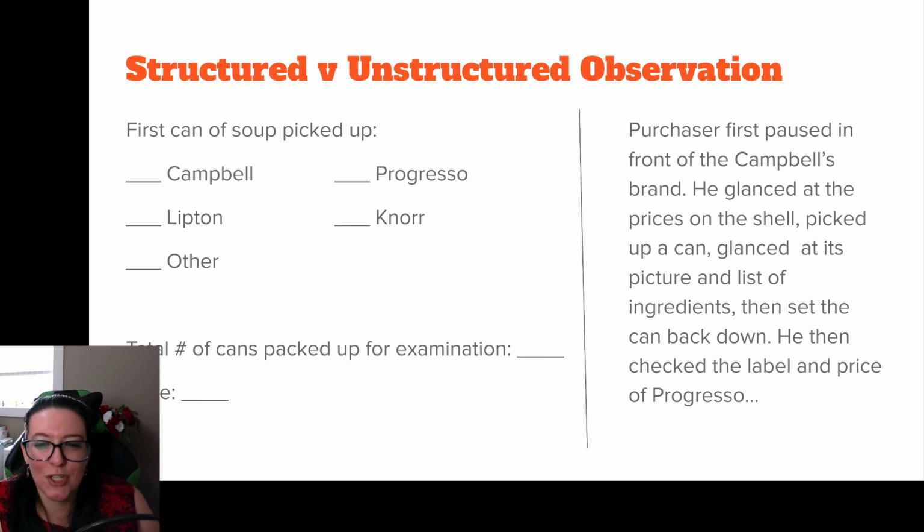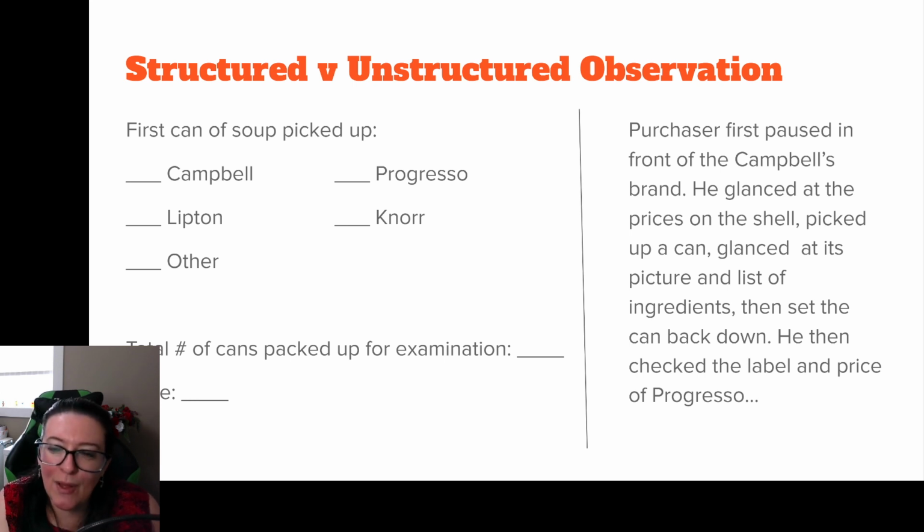So very structured. In comparison, an unstructured observation would be what you see on the right, which is, if I'm observing, I would say purchaser first paused in front of the Campbell's brand. He glanced at the prices on the shelf. Sorry, I can't type today. Picked up a can, glanced at its picture and the list of ingredients, then set the can back down.